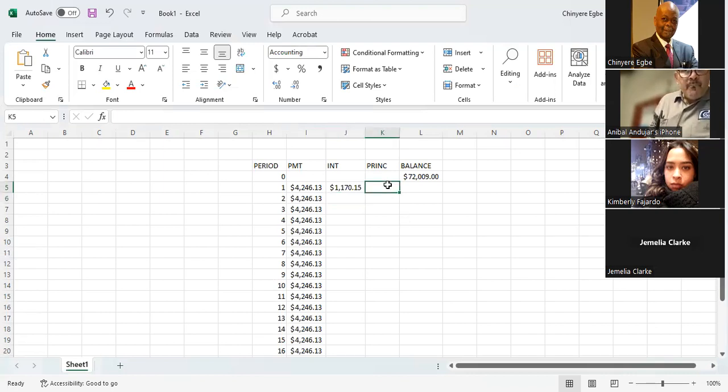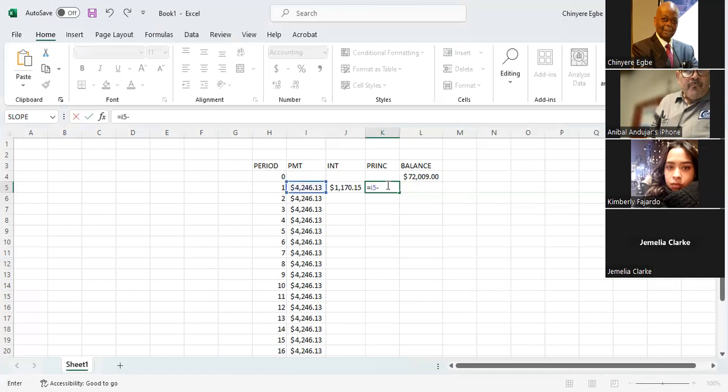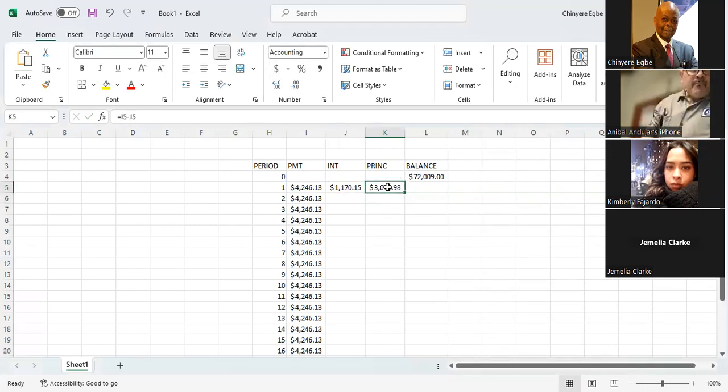And so how much goes to your principal? When you pay 4,246, how much is credited to you? The bank takes interest and then credits you with the balance. The balance is equal to I5 minus J5. So this is how much goes to your principal. You pay 4,246, the bank takes 1,170 for interest, and the difference goes to your principal.